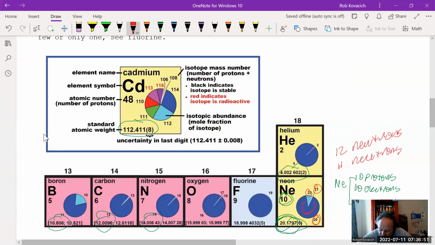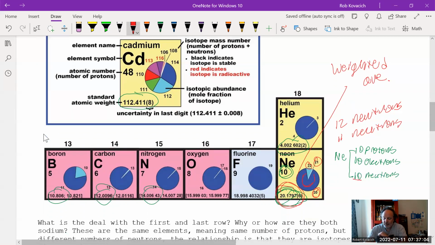All right, so what this number down here is, it's a weighted average. Okay, so we know what an average is. So the average of this would be 20 plus 21 plus 22 equals 63. And if I divide that by 3, I get 21. So the average would be 21. But I'm not going to say that the mass of this is 21 because most of the neons out there have a mass of 20. So what you do is you weight it.